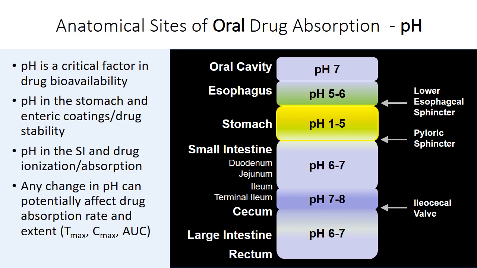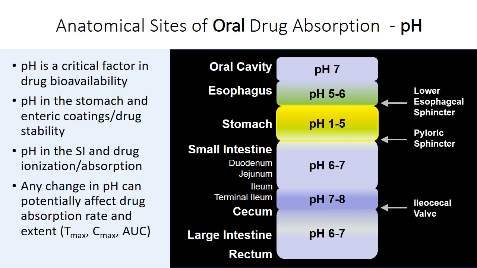Believe it or not, you'll hear a lot of people say a lot of different things about the pHs in the different parts of the GI tract. A lot of people say the small intestine is really alkaline, but it depends on your standard of comparison, because the small intestine is not as alkaline as the blood, believe it or not. But it is more alkaline than the stomach.